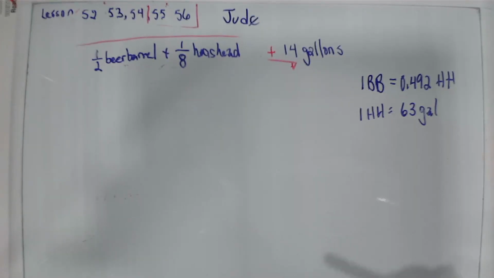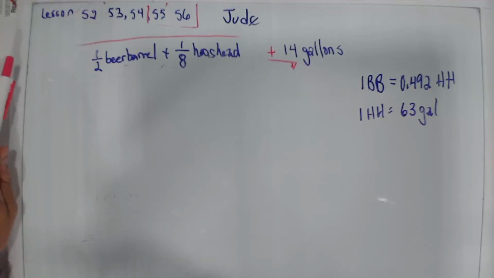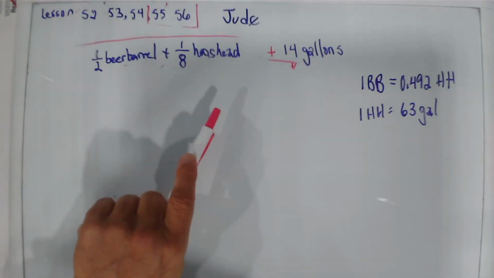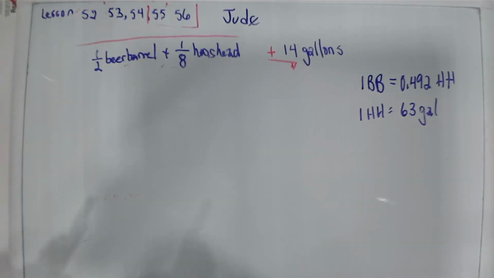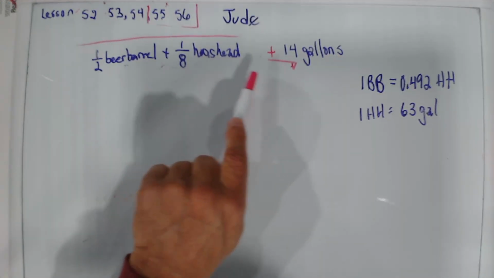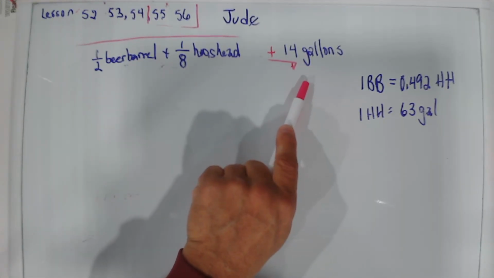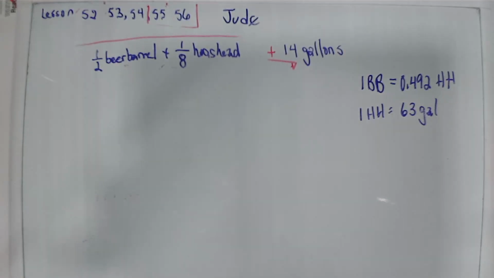Okay, this is for Jude. This is the last part of that unit section going up to lesson 60. And we're looking at converting mixed units into a common unit.